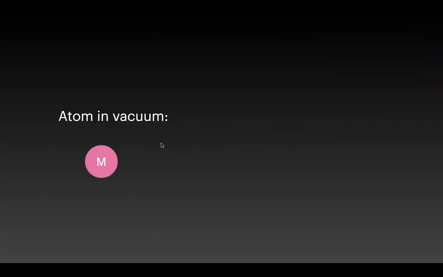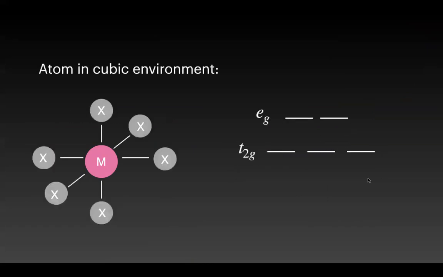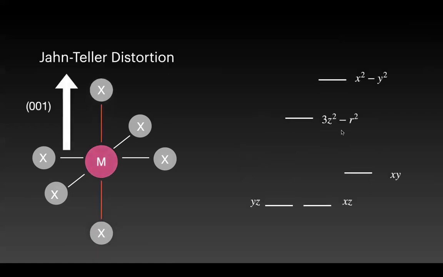So to start with, I'll start with a transition metal atom in the vacuum. This M atom here will have its d orbitals degenerate, so they'll have the same energy. If you put it in a cubic environment, this degeneracy is broken and you'll have a 2-3 set of degenerate orbitals, the EGs and T2Gs. Break the symmetry further using a Jahn-Teller distortion, and you will have 1, 1, 1, 2 degeneracy.